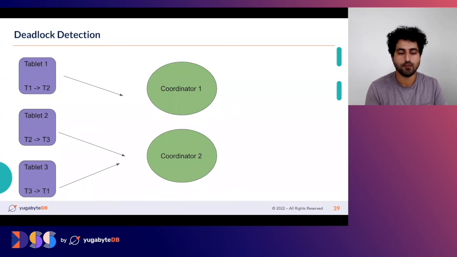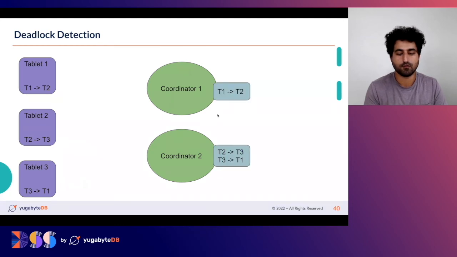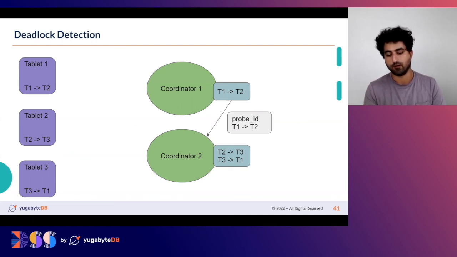So each tablet will send any information it has about a waiting transaction to that waiting transaction's coordinator. So coordinator 1 is coordinating for T1, and it gets the message that T1 is waiting on T2. And likewise, these transactions end up at coordinator 2. So from coordinator 1, we send a probe with a probe ID saying, hey, T1 is waiting on T2. We send that to the coordinator for T2, which we know to be coordinator 2.